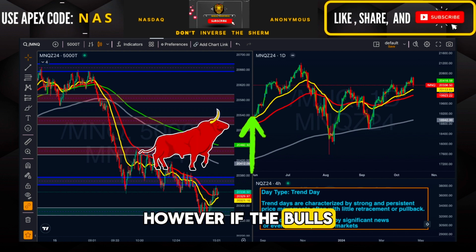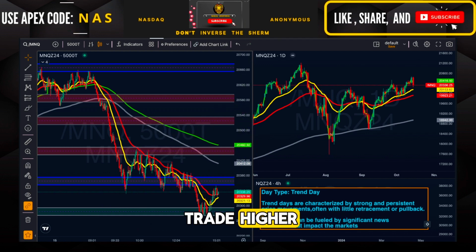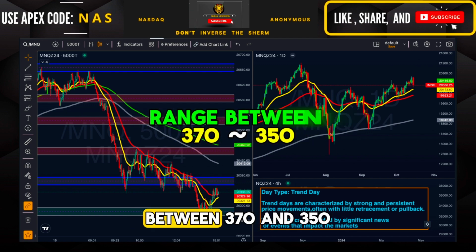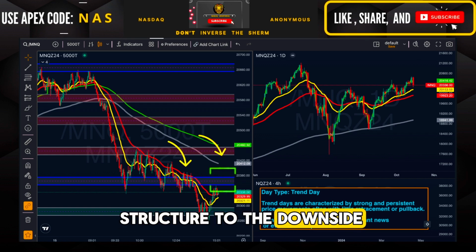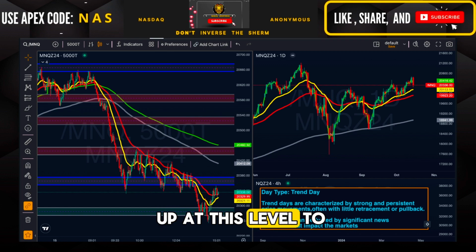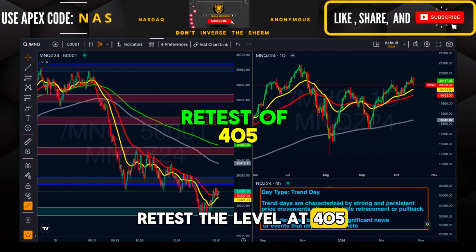However, if the bulls regain control overnight and price begins to trade higher, then I'll be watching the reaction when price trades within a range between 370 and 350, because this is the range where the bears broke structure to the downside, and I do expect the bears to step up at this level to sell the retest. But if they fail to hold this area and price continues to trade higher, then I'll be watching the reaction when price retests the level at 405.